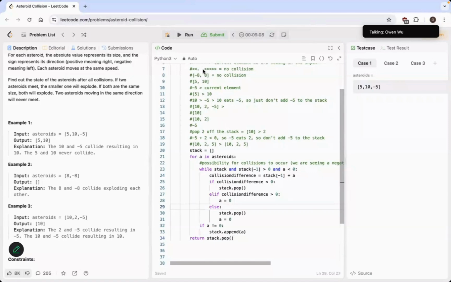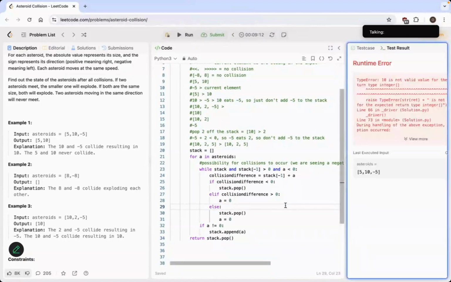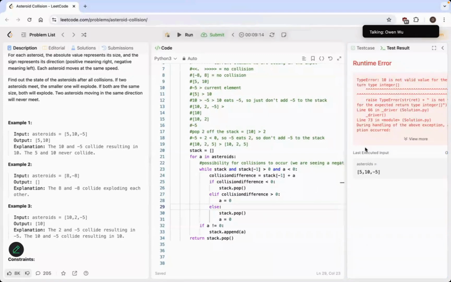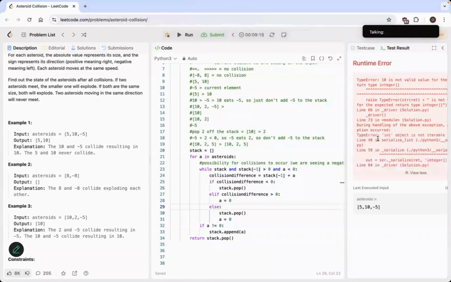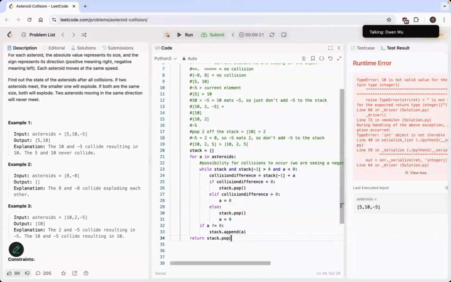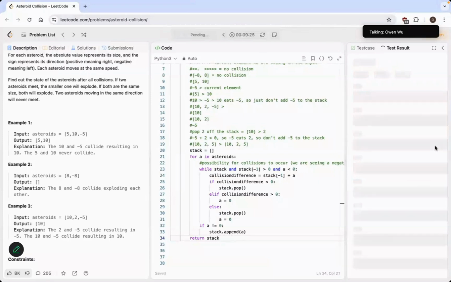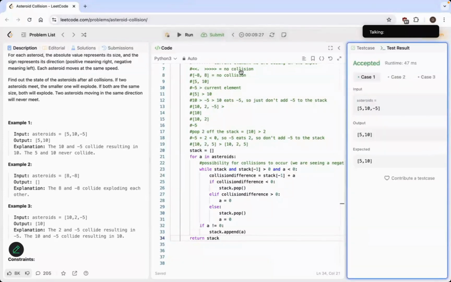So let's run this. Oh, okay. 10 is not valid. Oh, return our stack, not stack.pop, because it could have more than one value, I think. Yep. It's just a stack.